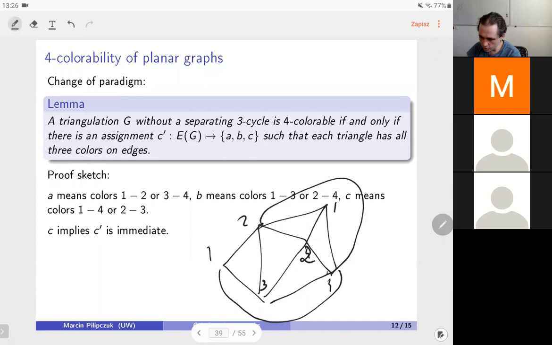So this should be 2. No, this shouldn't be 2. This should be 1. Sorry for that. This should be 1. So this should be 3. Yeah, I managed to 4-color. As you see, it wasn't easy.